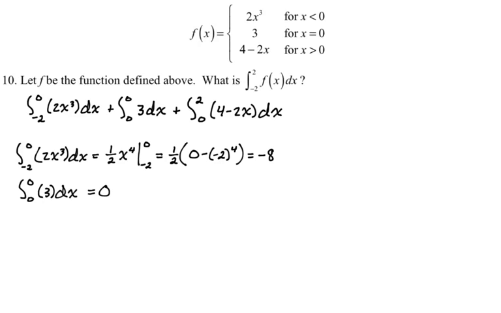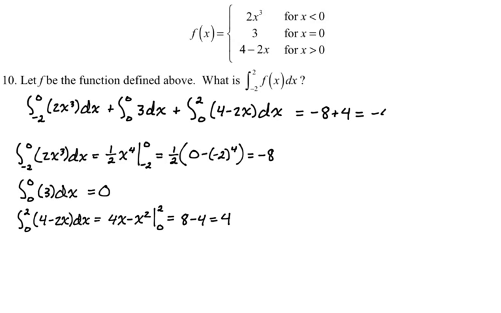And then the integral from 0 to 2 of 4 minus 2x. So reverse power rule. I'm going to get 4x minus x squared, going from 0 to 2. When I plug in 2, I get something. When I plug in 0, I get nothing, right? 4 times 0 minus 0. So it's really just going to be 8 minus 4, which is 4. And then overall, I want to add the 3 results. So -8 plus 0 plus 4, which is -4. All right. And that's it.